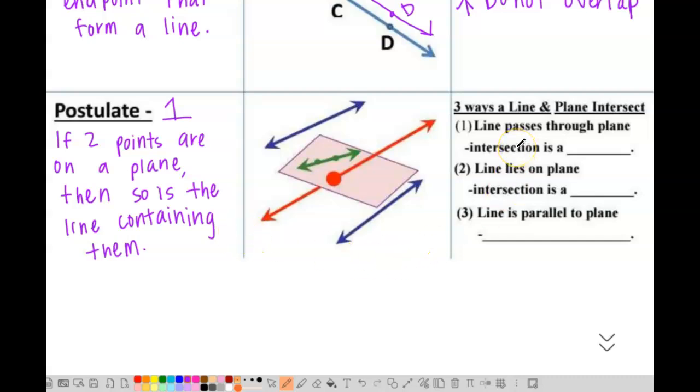All right. Let's look at this side. 3 ways that a line and plane intersect. Number 1, a line passes through a plane, then that intersection is a point. And I know you don't have this in color on your paper, but which colored line is that intersection where it goes through the plane? Red. Red, yes, that's number 1. So label it here.